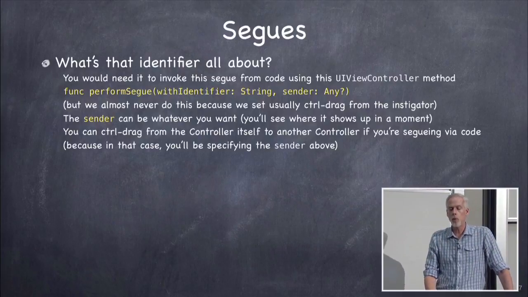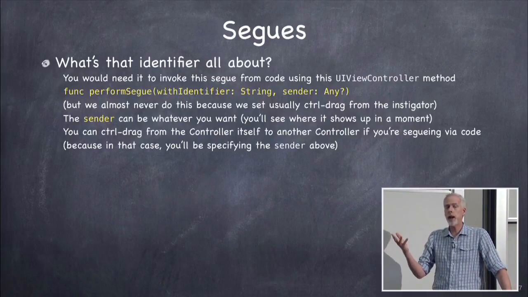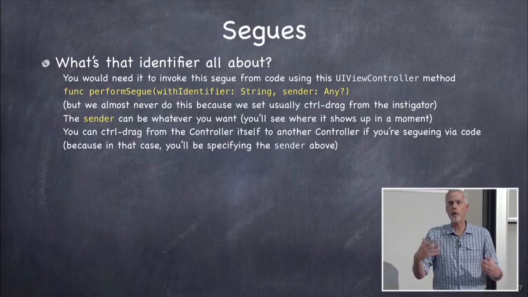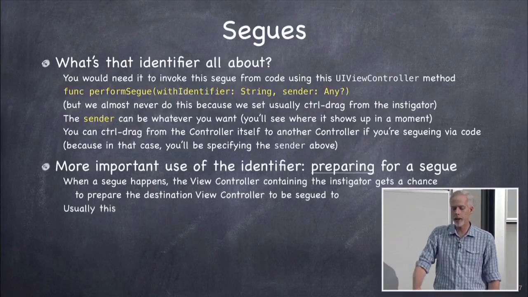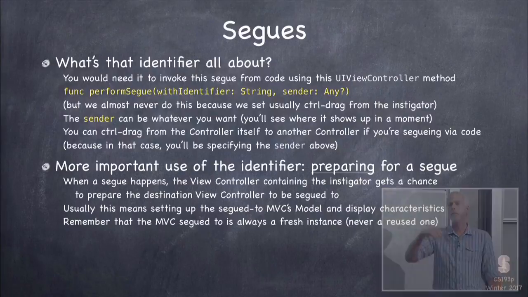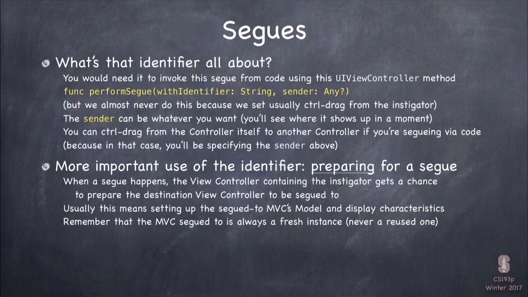But what can you do with these identifiers? It is actually possible to cause a segue to happen from code with perform segue with identifier, but I'm not even going to talk about that because we're never going to do that. We always are going to have buttons. Well, I'm going to say we're never going to do that, but we won't be doing that in your assignment 3, that's for sure. It's pretty rare. But you can do it with perform segue.